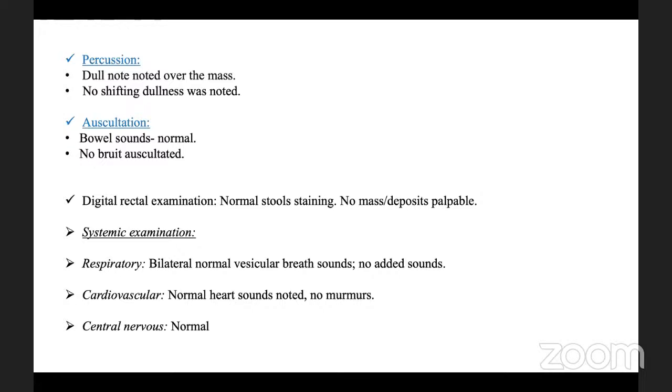Moving on to systemic examination, a respiratory examination revealed bilateral normal vesicular breath sounds with no added sounds. Cardiovascular system was normal with normal heart sounds with no murmurs. The central nervous system was also normal.